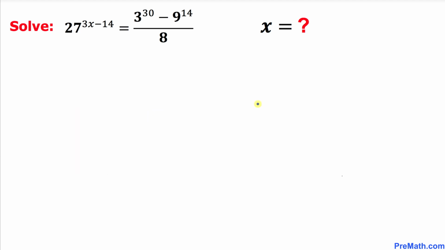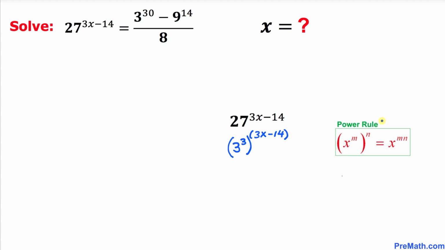So let's go ahead and get started with the solution. Here's the very first thing we are going to do. Let's focus on this equation. Let's scan the left-hand side of this equation. Here I have copied it down, and let's focus on this base 27. 27 could be written as 3^3, and then a whole power 3x - 14.